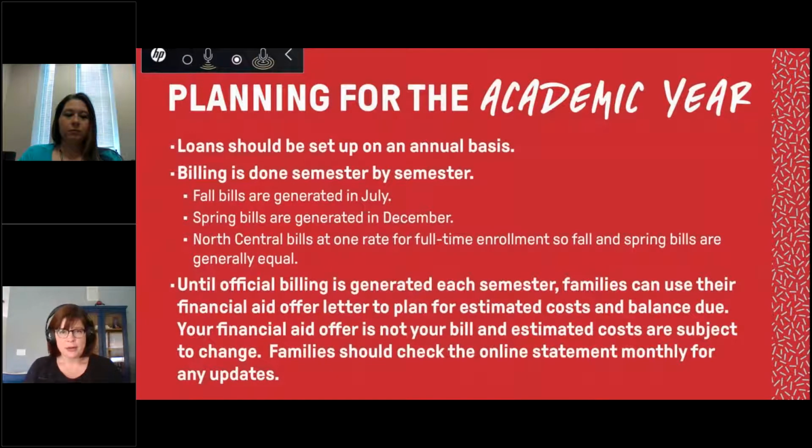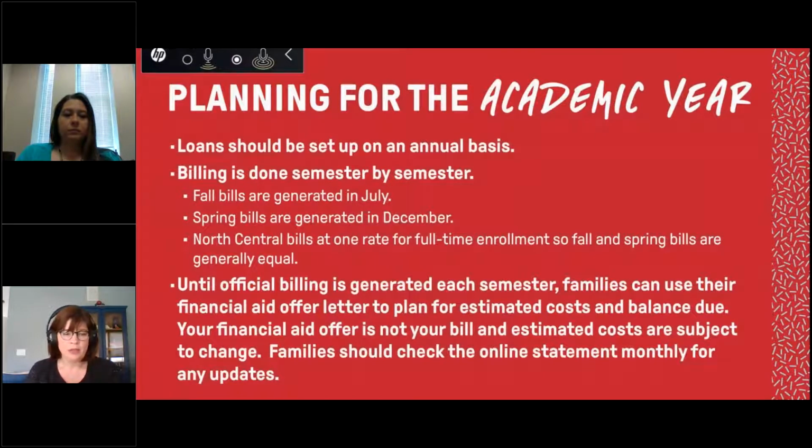So, planning for the academic year. In the summer, student accounts will generate your bill. Generally, fall bills get generated in July with a due date of right before school starts, and spring bills get generated in December, again, with a due date right before school starts. So while we do the billing semester by semester, all of the financial aid is generally done for the academic year at a time. North Central bills at one rate for full-time tuition.